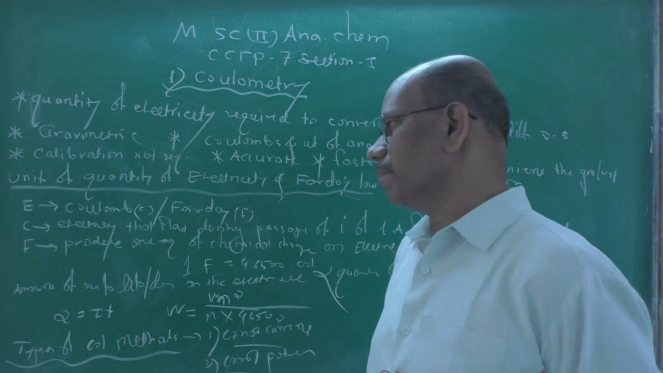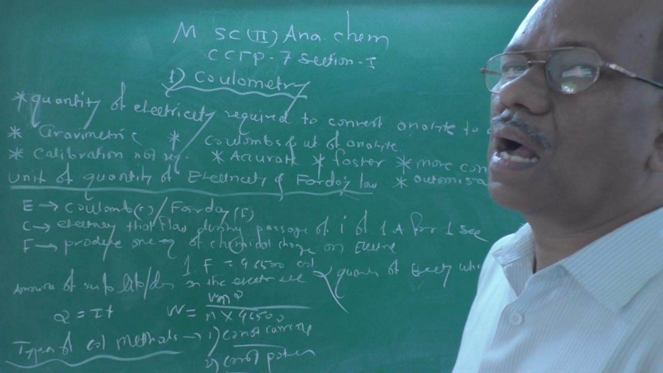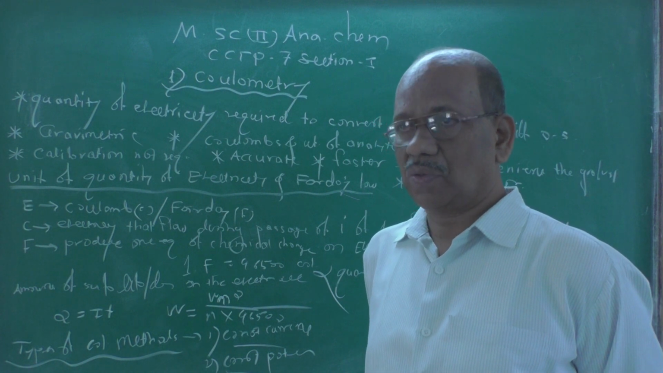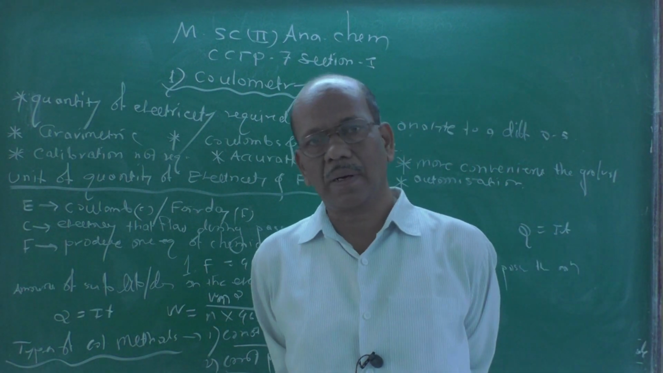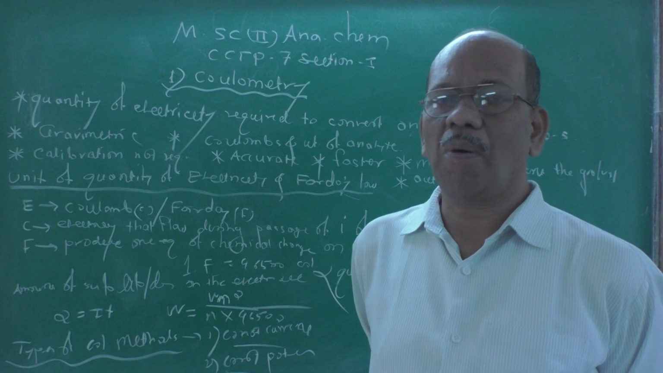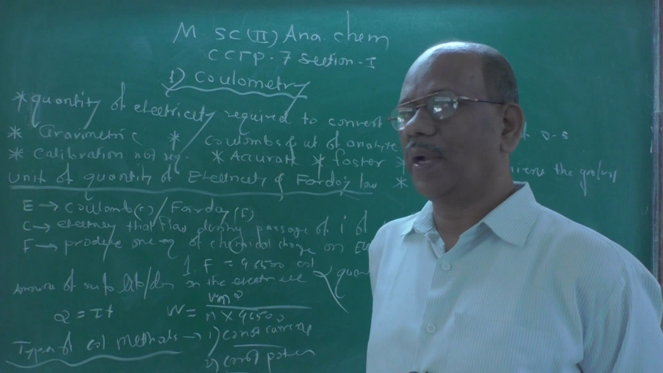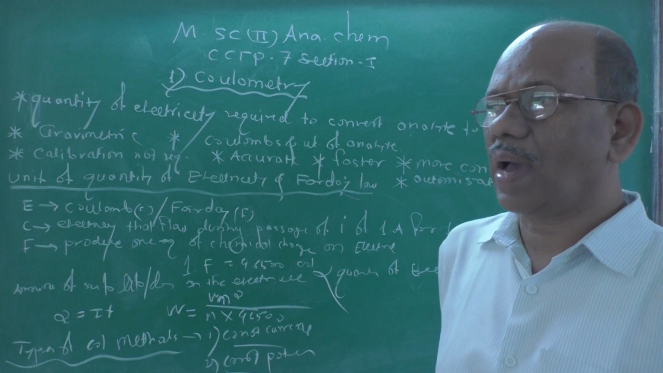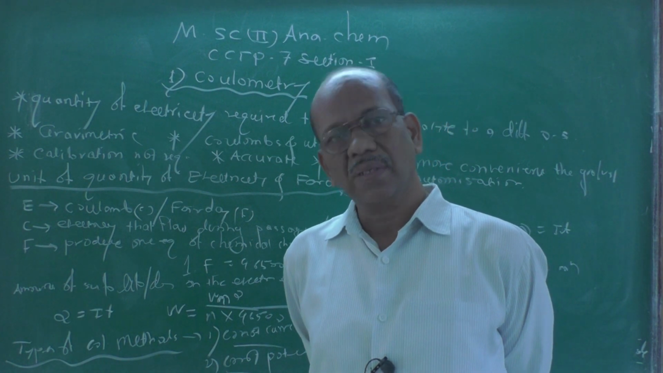Then the second law is that the chemical equivalent is directly proportional to the atomic or the molecular weight of that particular substance. So chemical equivalence of, suppose, zinc divided by chemical equivalence of copper is always equal to the atomic weight of zinc divided by atomic weight of copper. Means chemical equivalence is directly proportional to the atomic weight. So it is Faraday's second law.